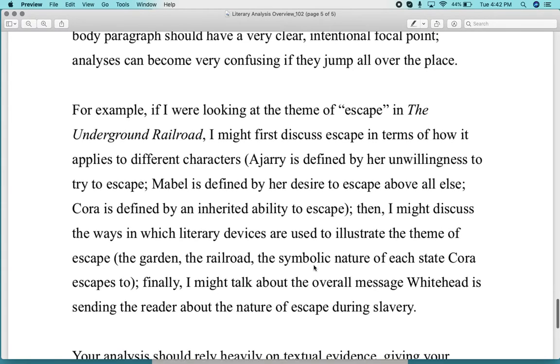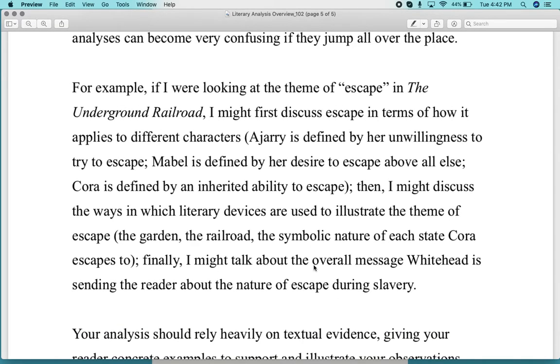And then in my last paragraph, I might talk about the overall message that Whitehead is sending the reader about the nature of escape during slavery, right? So I might just talk about what exactly he is trying to accomplish and what exactly he's trying to tell us about this theme of escape, right? And so again, there's a million different ways that you could organize it. You just want to make sure that you have a plan for exactly how your discussion will be organized so that it doesn't veer off track.